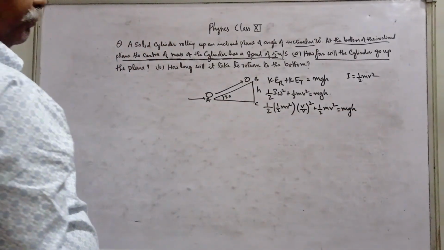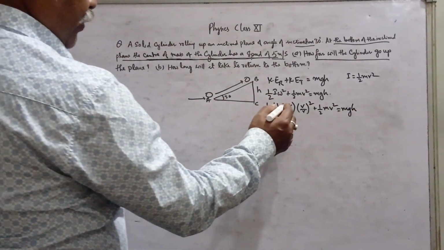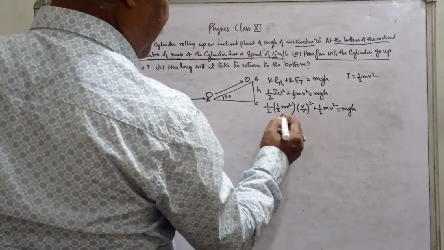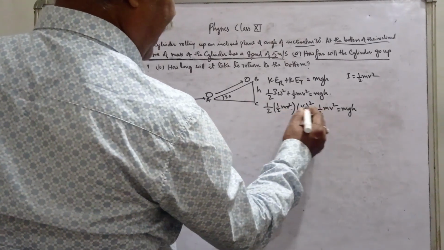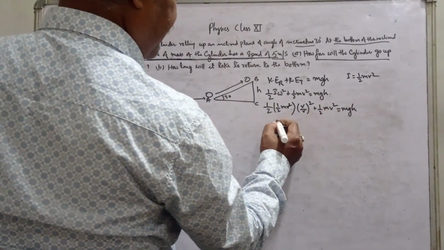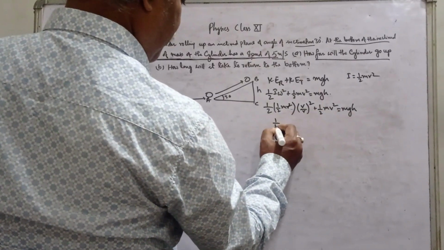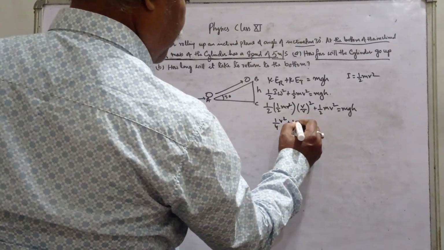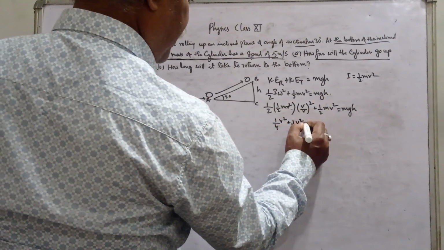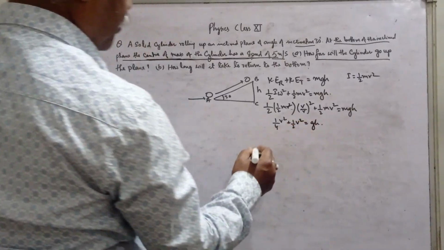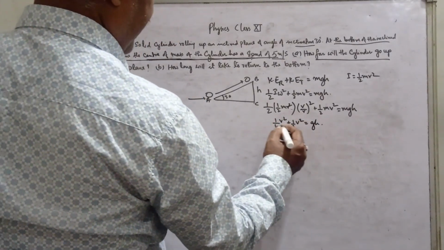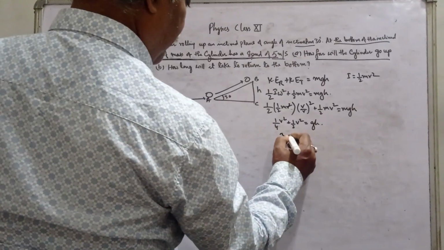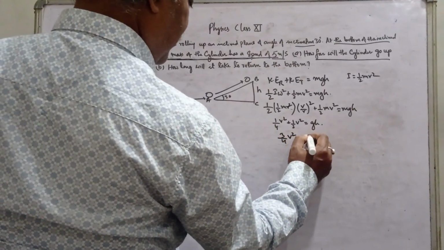So here you see that r square cancels out, and m also cancels out. So only 1 by 4 v square plus 1 by 2 v square is equal to gh. Taking the LCM, 4, this will be 2 plus 1, that is 3, so 3 by 4 v square is equal to gh.